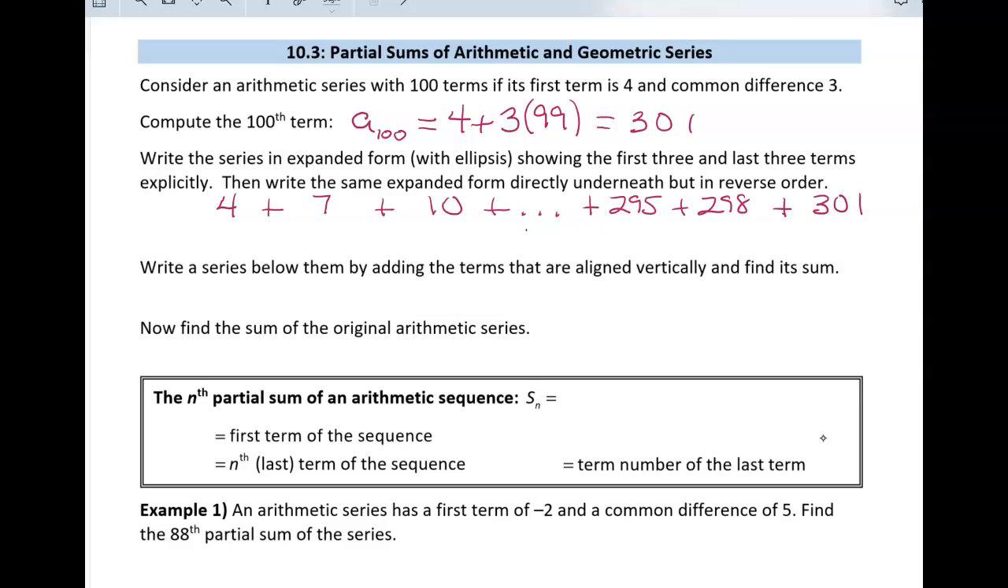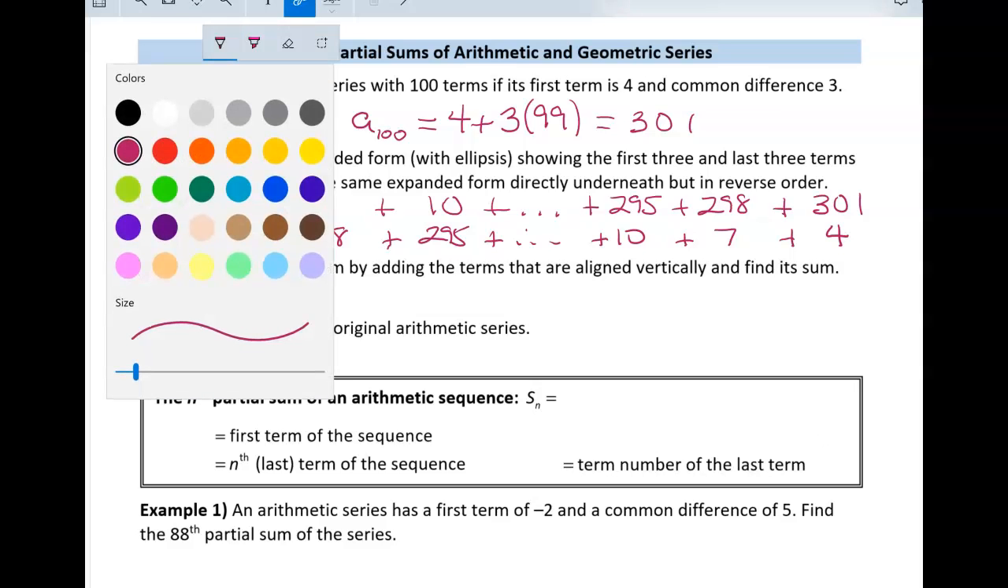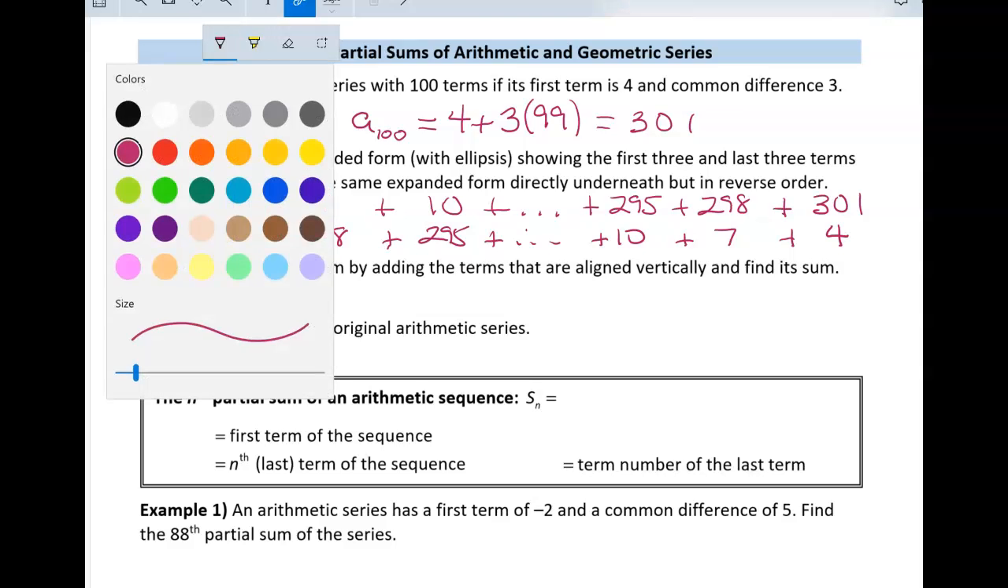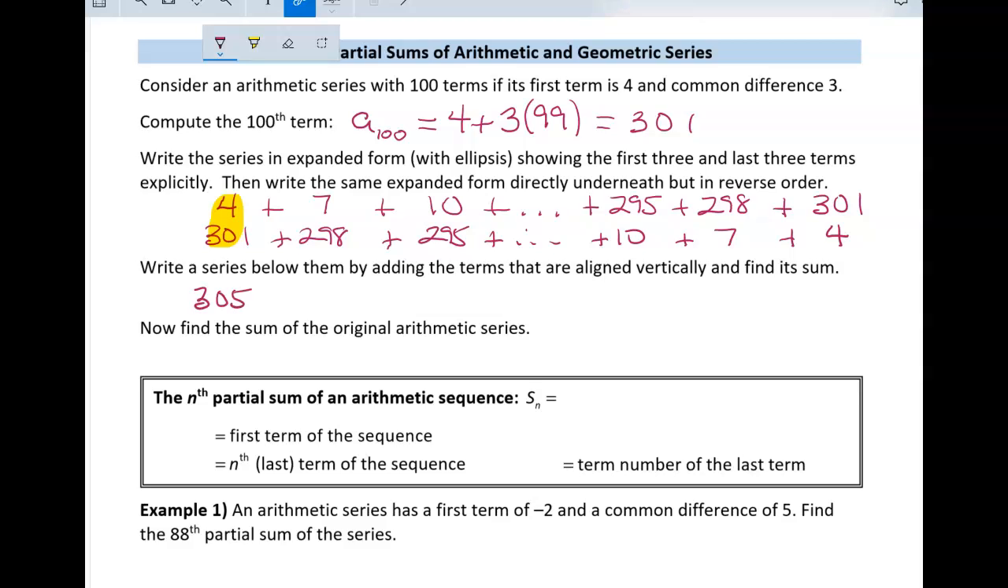Now what we're going to do is to take the same series, but write it backwards underneath. So 4 plus 7 plus 10 plus ... will be 295 plus 298 plus 301 on the left side. Now each pair of terms that are aligned vertically, we're going to add together. So first 4 plus 301 is 305. 7 plus 298 is also 305. In fact, if we add all terms that line up vertically, they all add up to 305.